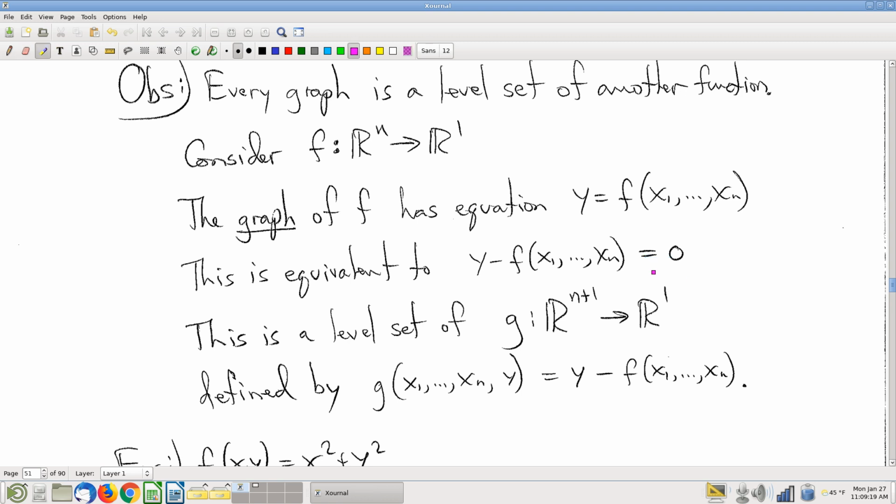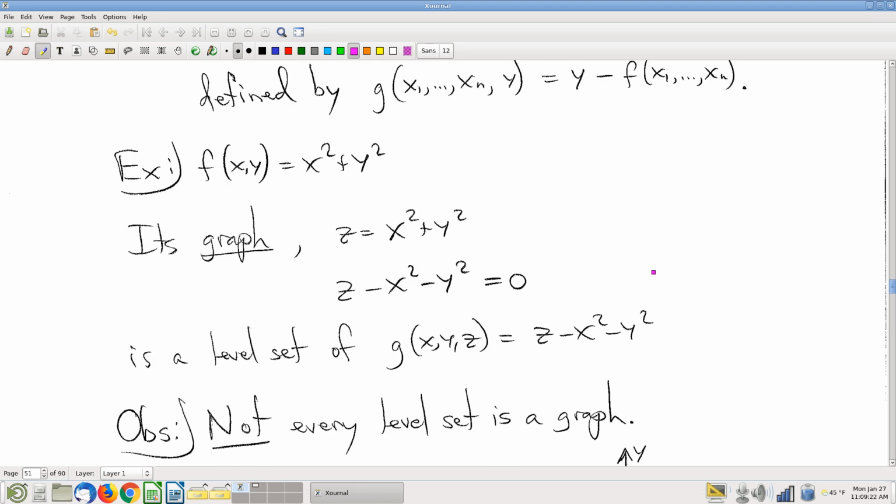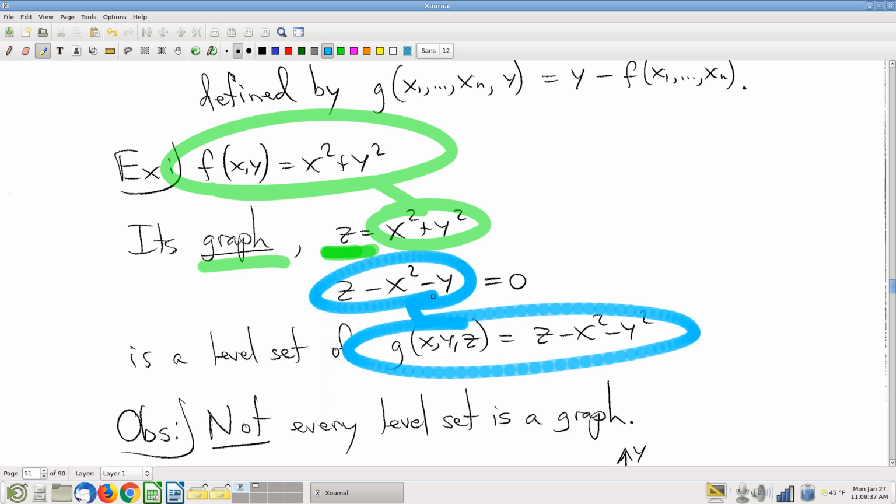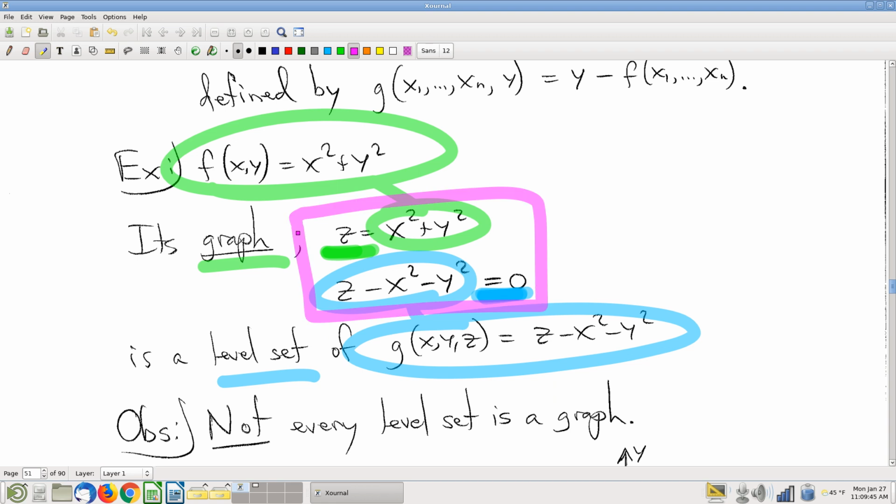equation, exact same object. So a relatable example, I think, is go back to this function that we're very familiar with. This function here, its graph is equivalent to this function here's level set, as evidenced by the fact that these two equations here are totally equivalent.